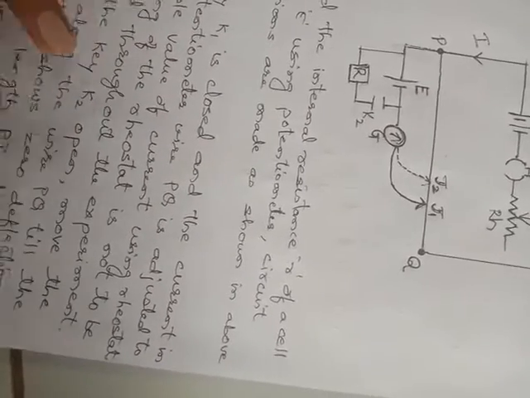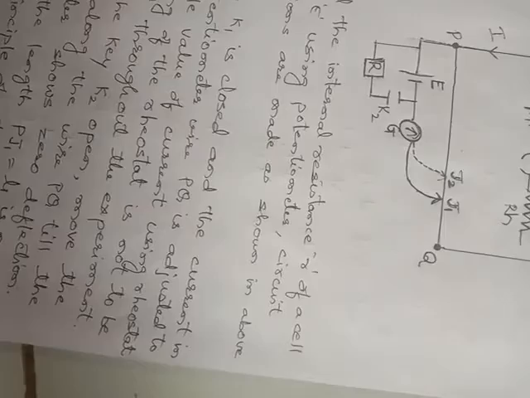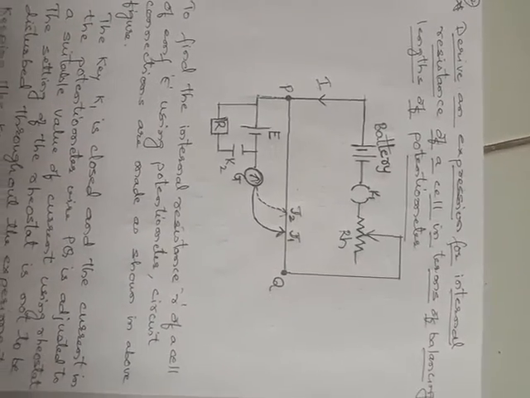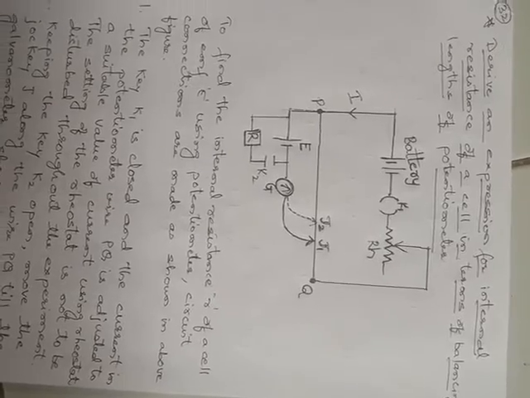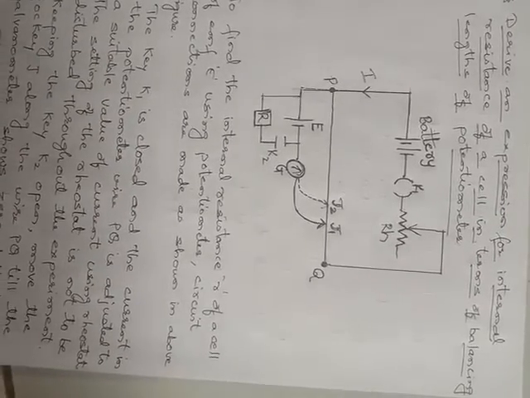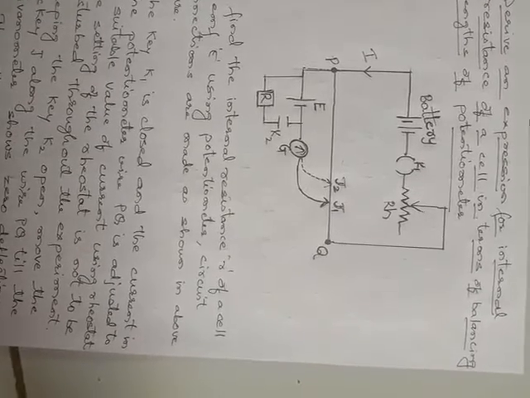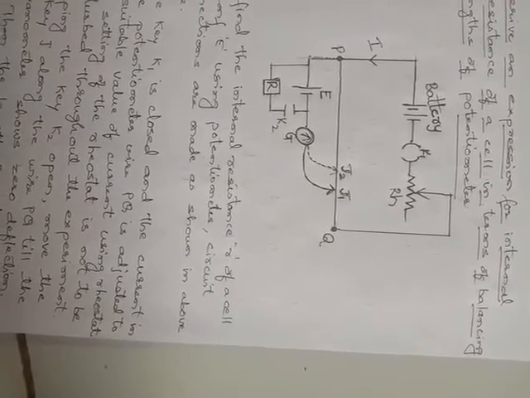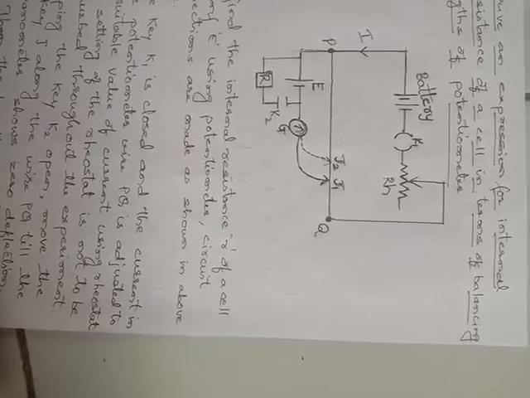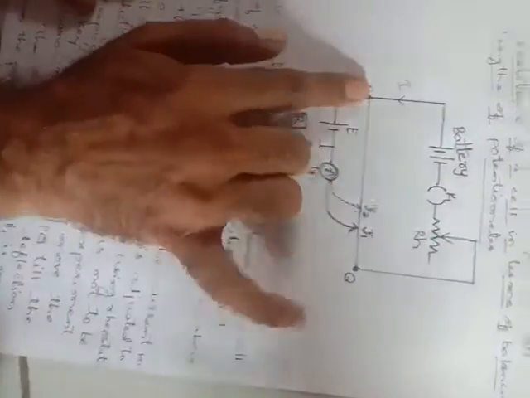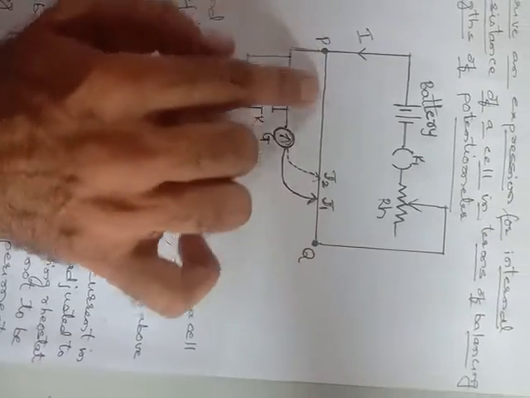Now next point is derive an expression for internal resistance of a cell in terms of balancing length of the potentiometer. तो हमें क्या करना है, internal resistance of a cell find out करना है using potentiometer. So first understand this diagram. PQ is the length of the wire.